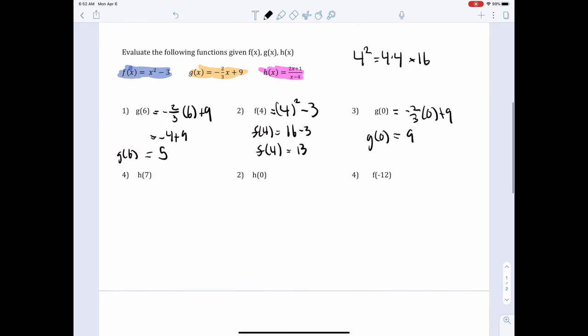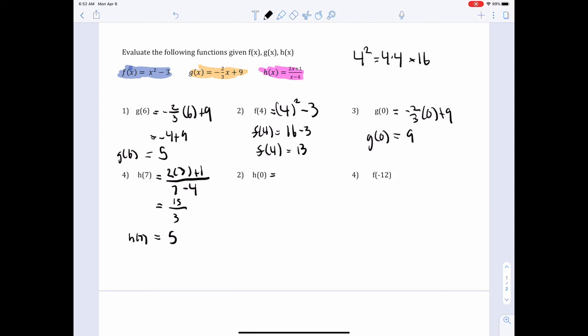H of 7, we'll plug in 7 for x. Now, if you notice the h function, the pink one, how many x's are there? There's 2, so you're going to have to plug in 7 twice. So you're going to get 2 times 7 plus 1 up top, and then 7 minus 4 on the bottom. So the numerator of that function will be 2 times 7 plus 1, which is 15, over 3. And 15 divided by 3 is 5. So h of 7 equals 5.